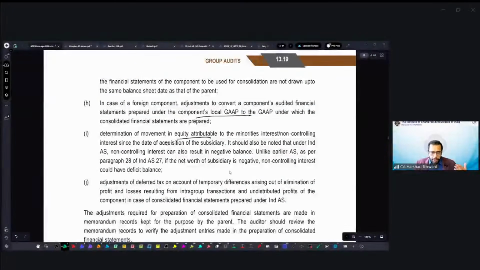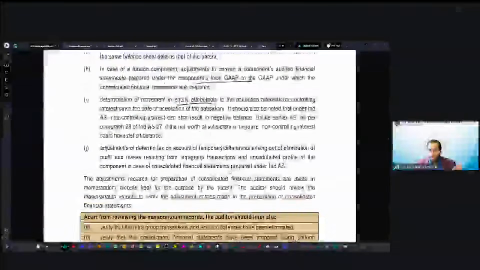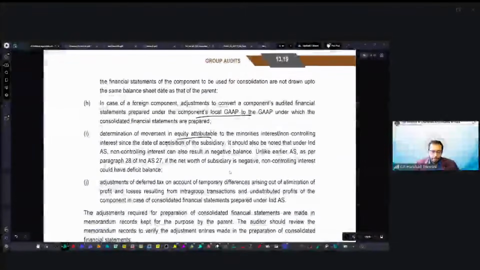Then, as we have already discussed about the local GAAP conversion, you need to make sure that the component's local GAAP to Ind AS conversion is done by the management, and you have to audit that. Identification of the non-controlling interest, and equity attributable to the minorities and non-controlling interest. Again, you need to see whether there is any impact in the current year on the non-controlling interest. Adjustment of the deferred tax on temporary differences as per Ind AS 12.